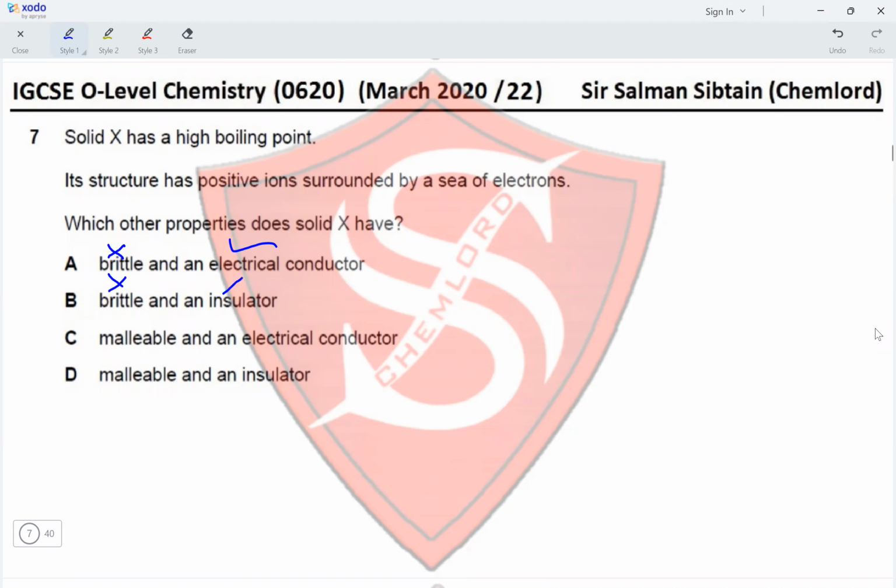Brittle and an insulator, both are incorrect. Malleable and an electrical conductor, both are correct. Malleable and an insulator. Malleable is correct, insulator is incorrect, making option C the correct option for this question.